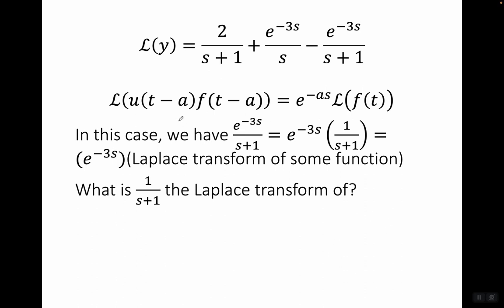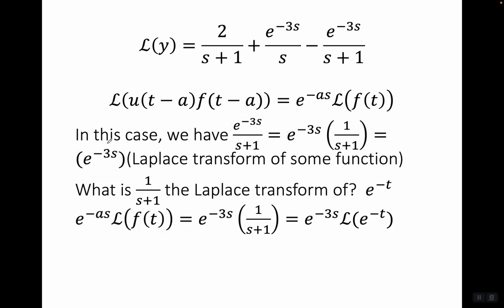So again, we're going to use these formulas. We can rewrite e to the negative 3s over s plus 1 as e to the negative 3s times 1 over s plus 1. And now we've got it. This is e to the negative 3s times the Laplace transform of some function. What is 1 over s plus 1 the Laplace transform of? It's e to the negative t. So e to the negative as times the Laplace transform of f(t) is e to the negative 3s times 1 over s plus 1. In other words, e to the negative 3s times the Laplace transform of e to the negative t.